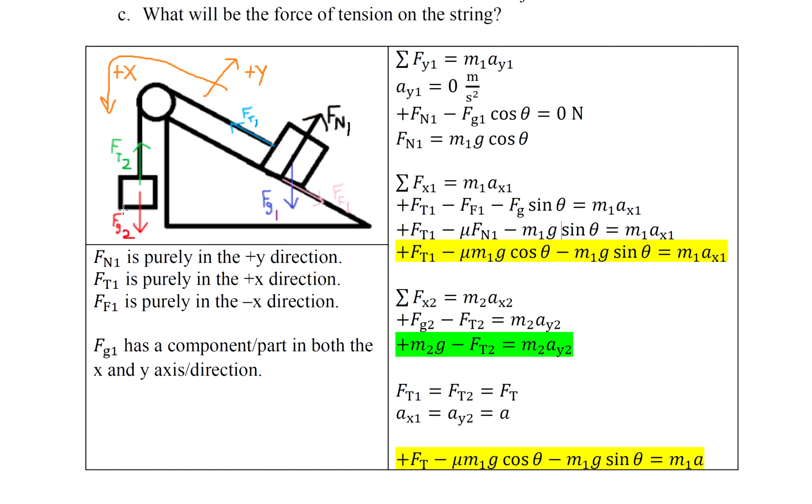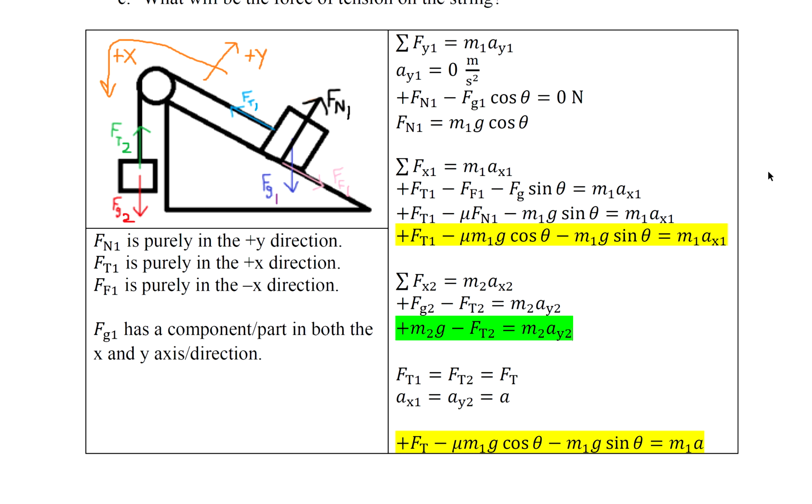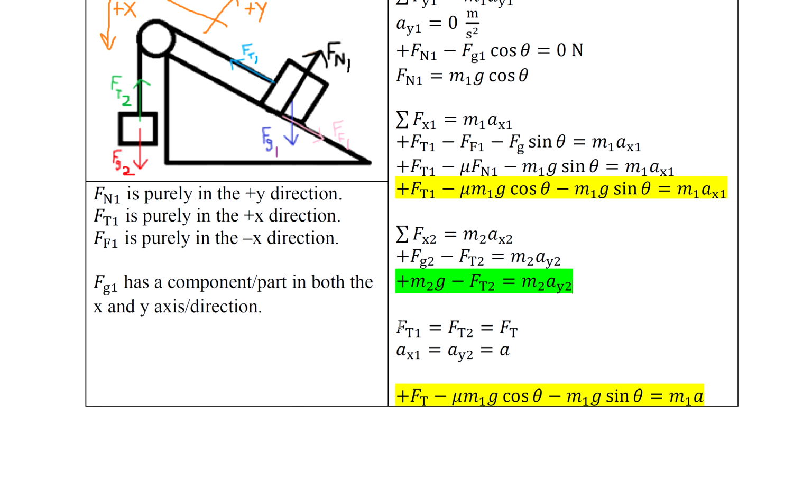Let's take a look at mass 2. Sigma F sub x2 equals m2 a sub x2. Force gravity 2 is positive. Force of tension 2 is negative. Force of gravity 2 is m2g. So we know force tension 1 equals force tension 2 equals force tension because it's the same string. A sub x1 equals a sub x2 equals a, because they both accelerate with the same magnitude.